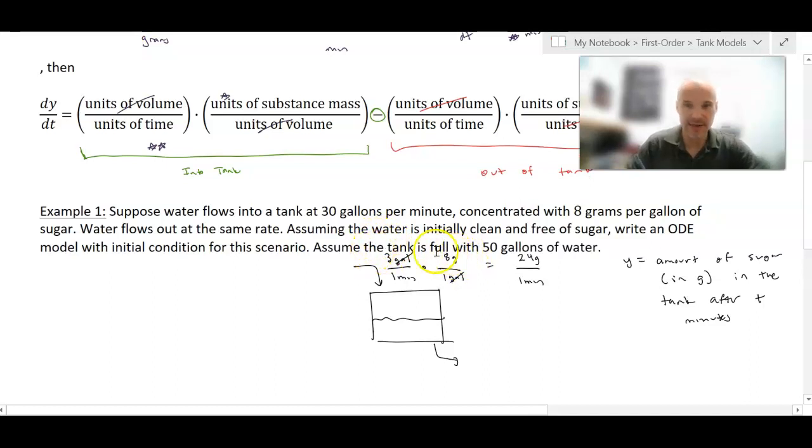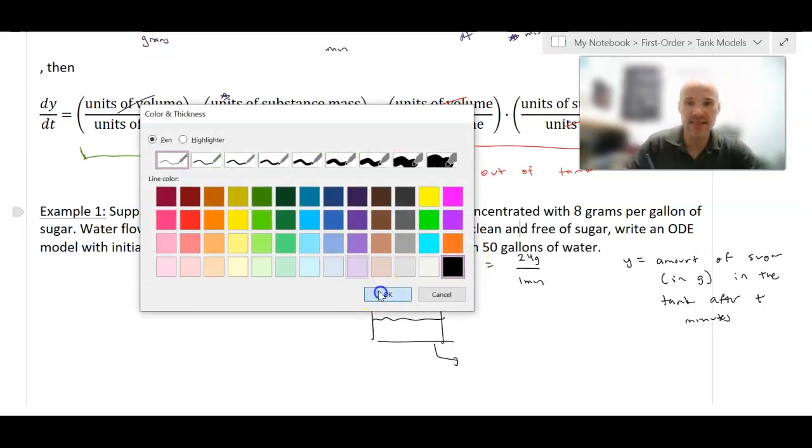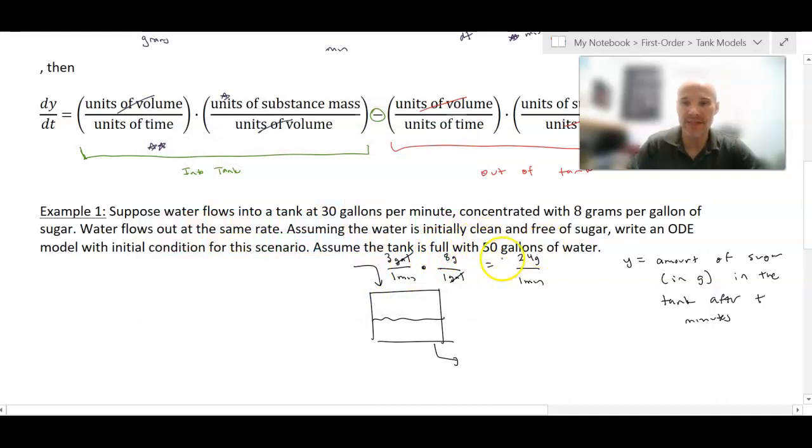well, excuse me, I left out a detail here. Let's say that the tank is currently full. It has 50 gallons of water in it. So we do need that tidbit as well. You'll see in a moment why that's going to be important. So we have 50 gallons in there. Now, because the water flows out at the same rate, in other words, 30 gallons per minute, we know that the water level won't change. We know that it is full with 50 gallons of water, but because we're pushing out as much as we're pushing in, the volume is not going to change.